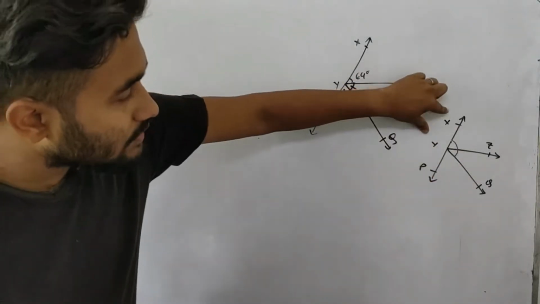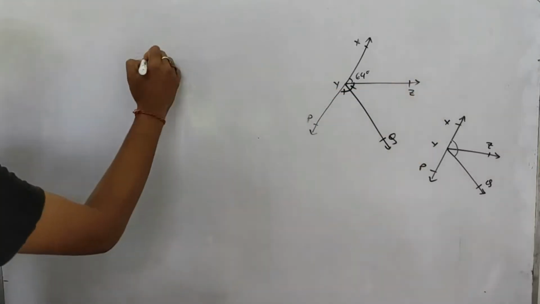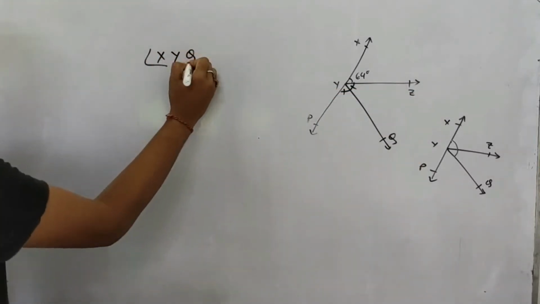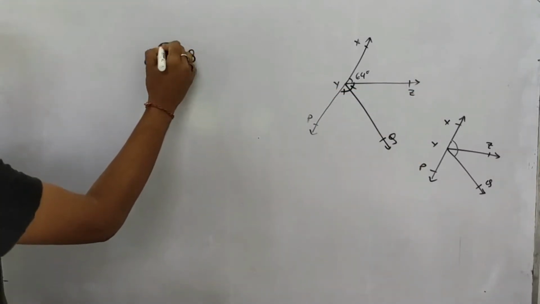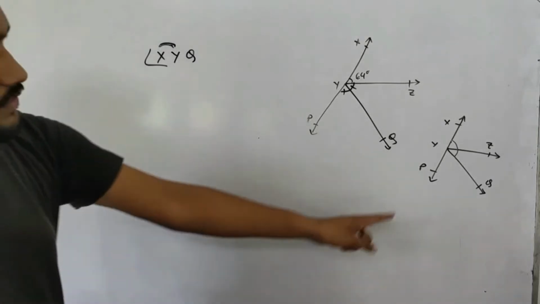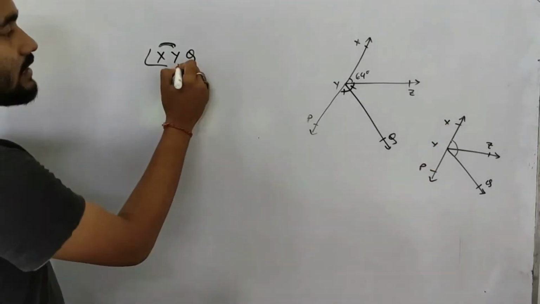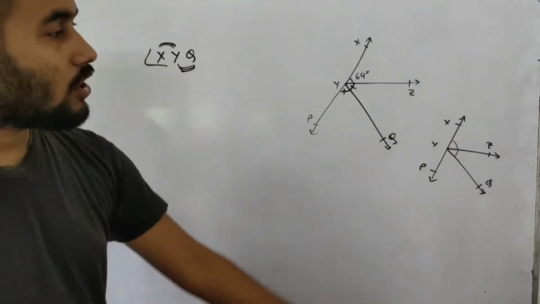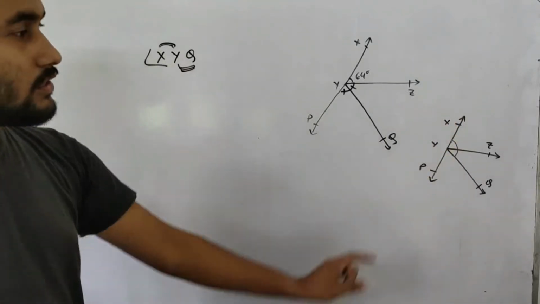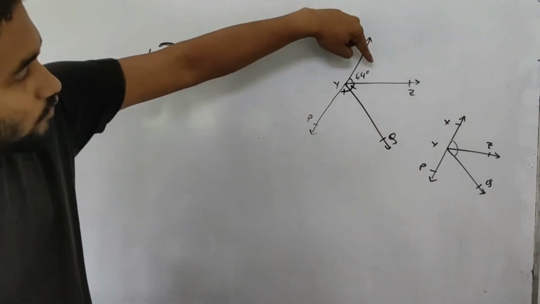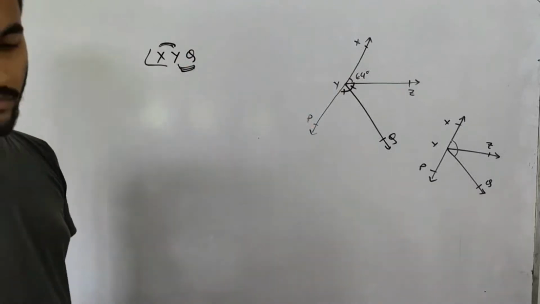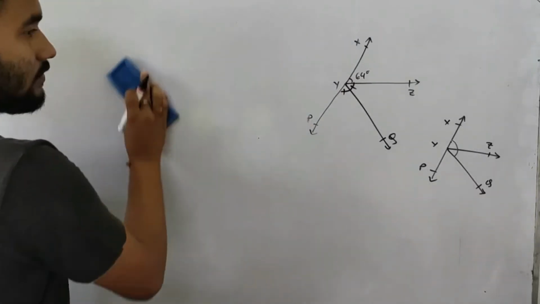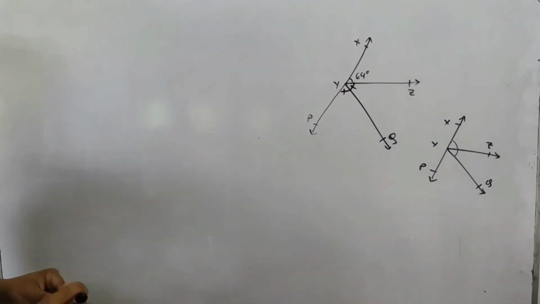So one arm will be what? XY. Find angle XYQ. So one arm of the angle will be XY, and the other arm of the angle will be YQ. So start from XY and end in YQ, or start from YQ and end in XY. So this angle you have to find, okay? This 64 and this angle together. Understood? Okay. So let us start the question.